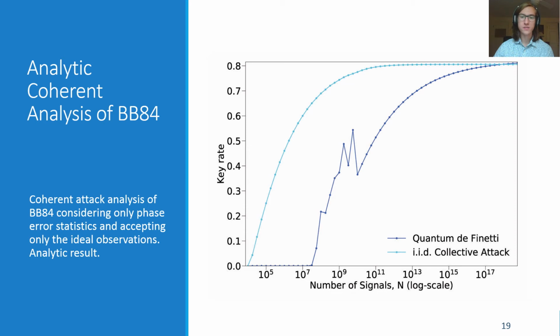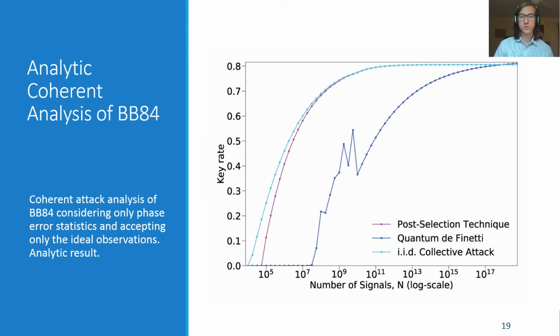As one can see, there's this jaggedness, but that just has to do with the fact there's an extra parameter one has to optimize over, and I discretely optimized over it. One could improve the result somewhat, but not in the low signal regime by optimizing more carefully. And lastly, we have the post-selection technique, which one can see does significantly better than the quantum de Finetti theorem.